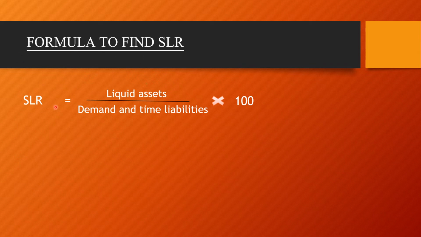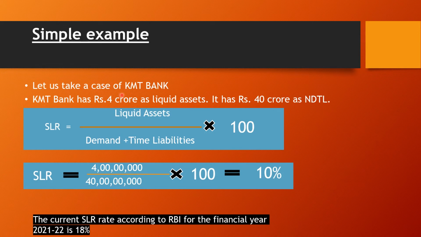Now, what is the formula? There's a very simple basic formula. It will be the liquid assets divided by the time and demand liabilities multiplied by 100. This is a simple figure to calculate SLR. Let us take a case of KMT Bank. KMT Bank has 4 crore as liquid assets and it has 40 crores as NDTL. Now, SLR is liquid assets upon time and demand liabilities multiplied by 100. So, in this particular case, you will have 4 crores divided by 40 crores into 100, which will give you 10%.